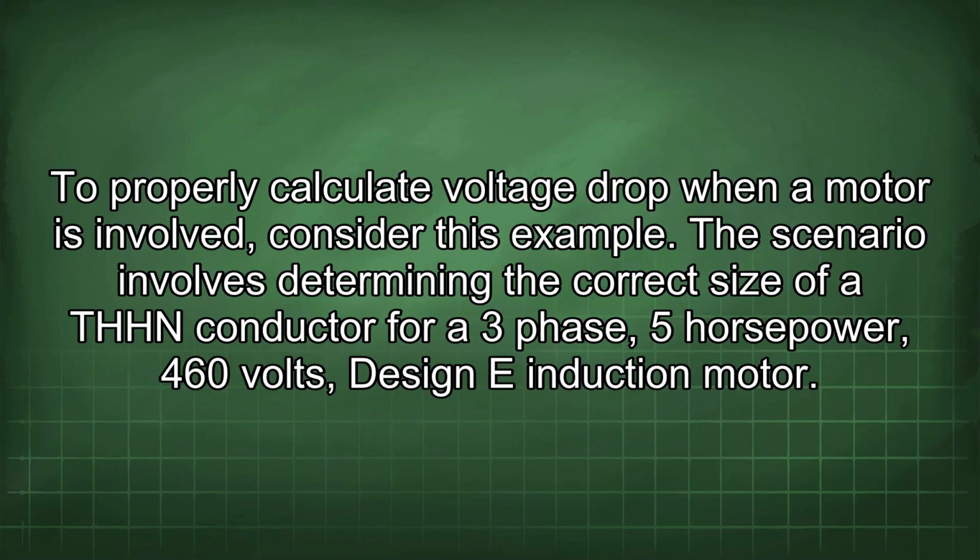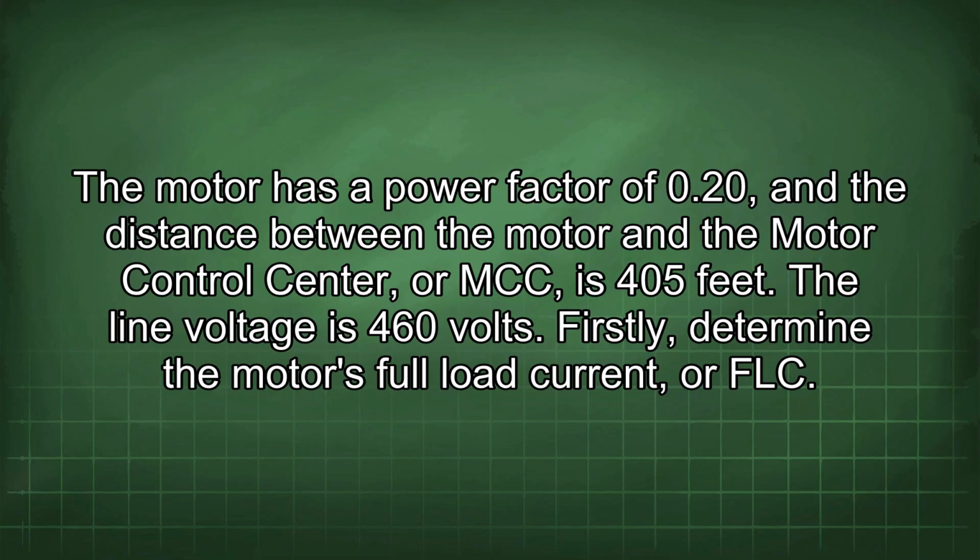To properly calculate voltage drop when a motor is involved, consider this example. The scenario involves determining the correct size of a THHN conductor for a 3-phase, 5 horsepower, 460 volts, design E induction motor. The motor has a power factor of 0.20 and the distance between the motor and the motor control center, or MCC, is 405 feet. The line voltage is 460 volts.